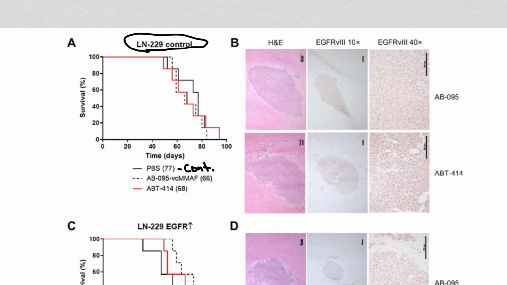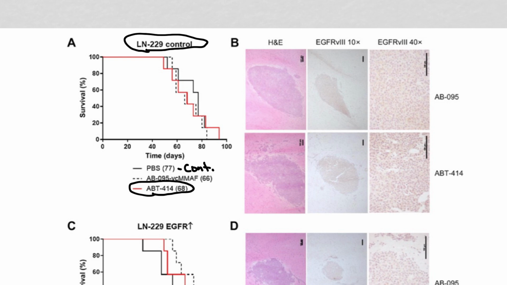AB095 is effectively a control antibody that they don't expect to really have any effect, but it's just being extra certain that it's not some random effect of an antibody, that it has to be our antibody. And then, of course, ABT414 is our actual experimental condition that we're hoping to have an effect.